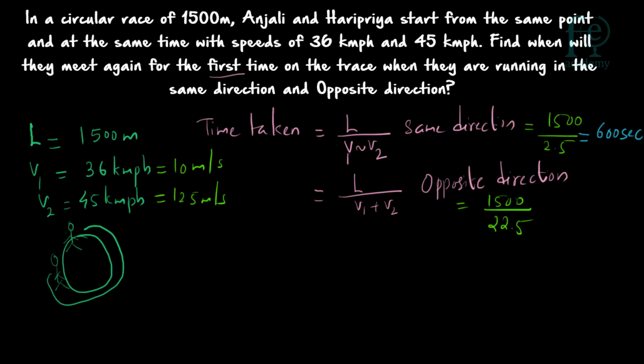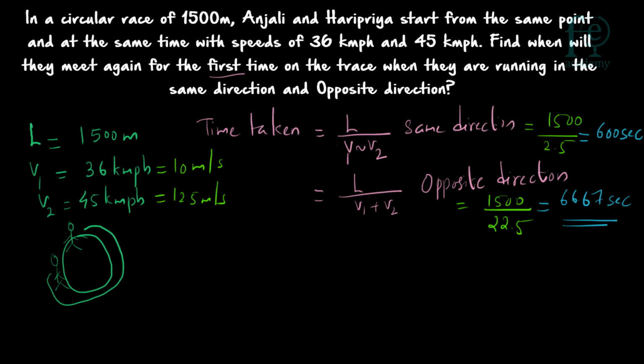So after 600 seconds from the start of the race only they will be meeting, and the opposite direction means 66.67 seconds. So after the start of the race, 66.67 seconds only they will be meeting for the first time. So within this 66.67 seconds, Haripriya will be able to complete the circumference of the circular track and will be able to meet Anjali at a particular point.